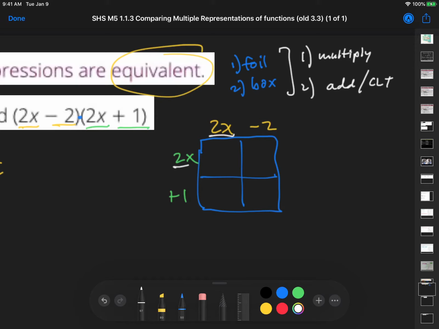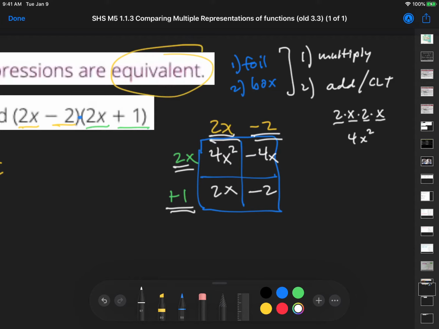2x times 2x is 4x squared. The reason why, you just multiply those, that gives you 4, then x times x is x squared, okay? 2x times negative 2, negative 4x. 1 times 2x is 2x. And 1 times negative 2 is negative 2. So we just multiplied. Now we're going to add or combine like terms.